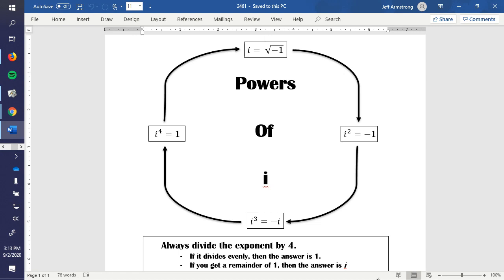And then i cubed is simply i squared times i, right? So we have the square root of -1 times -1, so it's the opposite of i. And then i to the fourth is simply i squared times i squared, so -1 times -1 is 1. Now i to the fifth is simply i to the fourth, 1, times i. So 1 times i is i. So i to the fifth is the same thing as i. And then we go 6, 7, 8, 9, and we keep going around the circle depending on what the exponent is. So there's only 4 possibilities that our answers can be.